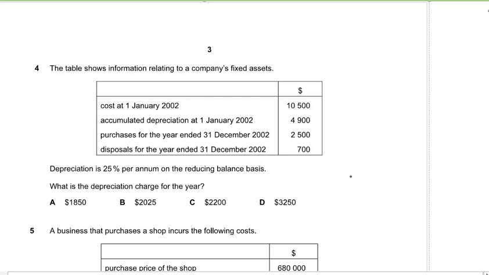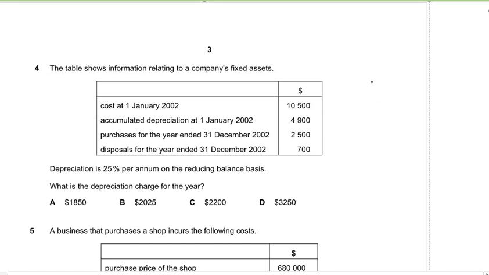The table shows information relating to a company's fixed assets. Then we have cost, which amounts to 10,500, that is on 1 January 2002, and accumulated depreciation on 1 January 2002, 4,900. Then purchases for the year ended 31 December 2002. Then we have disposals for the year ended 31 December 2002. Right, then depreciation is 25% per annum on the reducing balance basis. So what is the depreciation charge for the year?